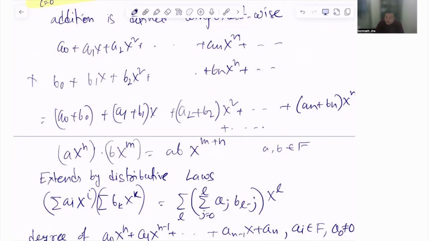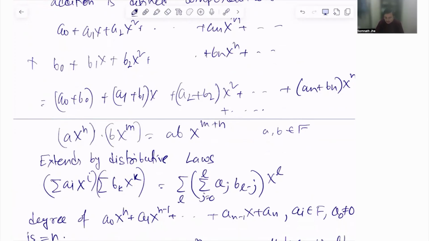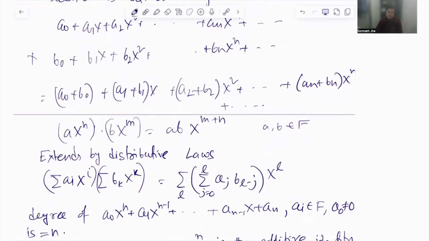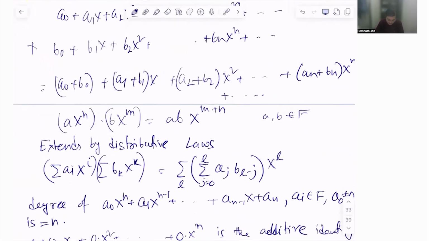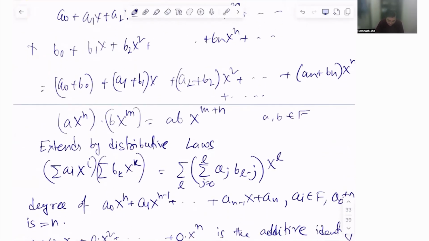So if you multiply, what will be the coefficient of the constant term? The constant term will be a0 into b0. What will be the linear term, the coefficient of x? It will be a0 into b1 plus a1 into b0. What will be the coefficient of x square? It will be a0 into b2 plus a2 into b0 plus a1 into b1. So like that. Okay, that's what is written. So that's how the multiplication of two polynomials is defined, and this is how the addition is defined.